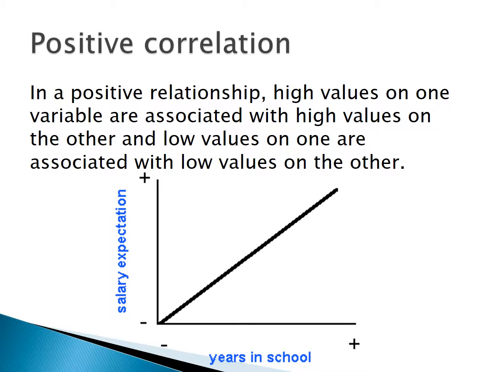Okay, correlations. In a positive relationship, high values in one variable are associated with high values on the other, and low values in one are associated with low values in the other. For example, the example I have here is the number of years in school. So here somebody's having more and more years in school, and here's the expected salary. So what this is saying is the more years you do in school, the higher the expected salary. Okay, and the fewer the years you do in school, the lower the expected salary. This is a positive correlation.